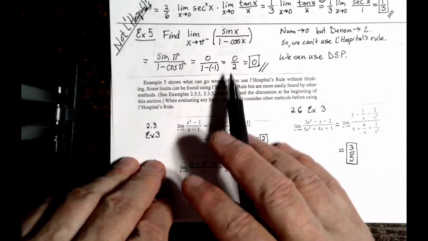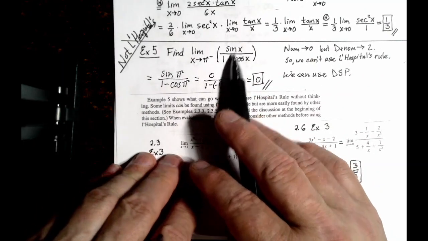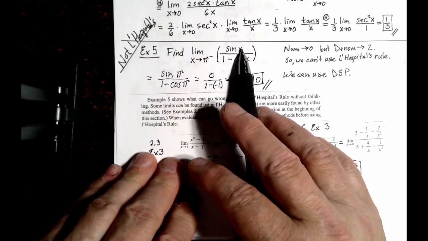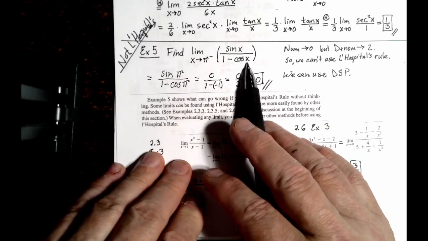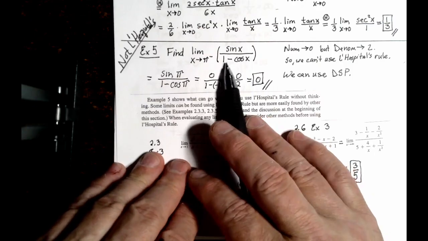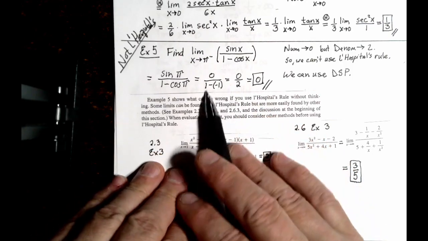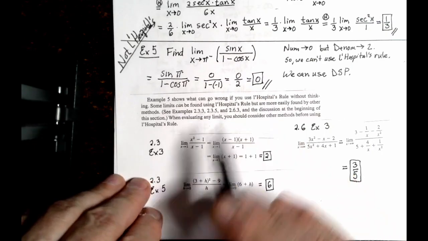Alright, this one, it looks like you might use L'Hopital's rule because you might think you have 0 over 0, but you don't. You have 0 on the top, but when you plug pi in for cosine, you get negative 1. 1 minus the negative 1 is really 1 plus 1, or 2. So you don't have to use L'Hopital's rule. You can do direct substitution and you get an answer.